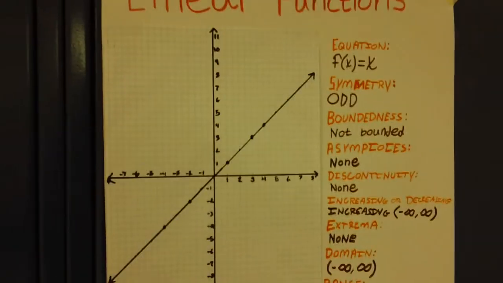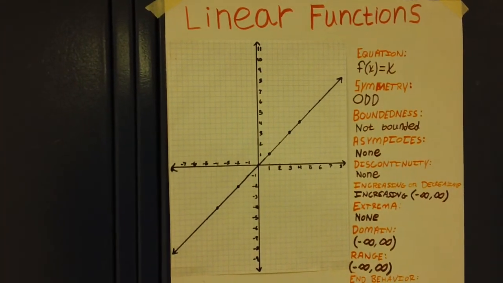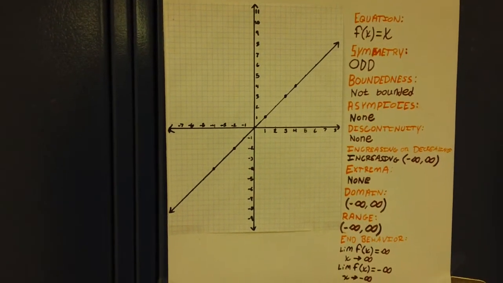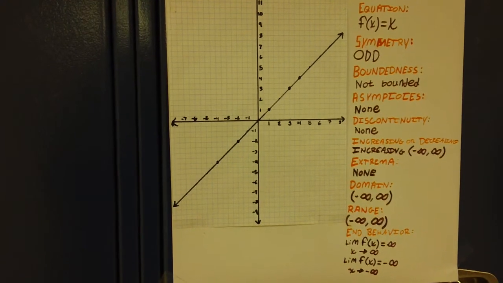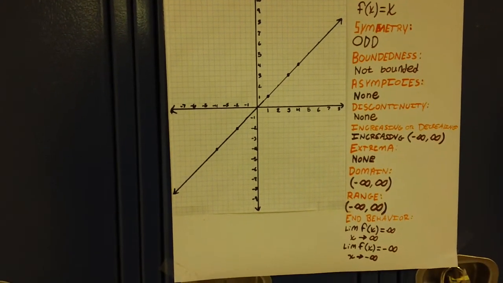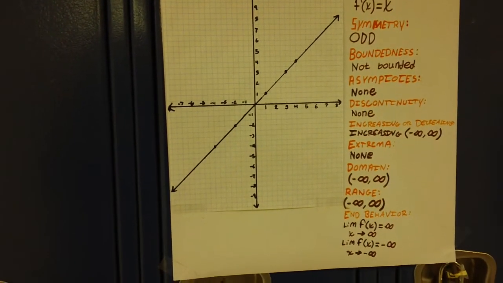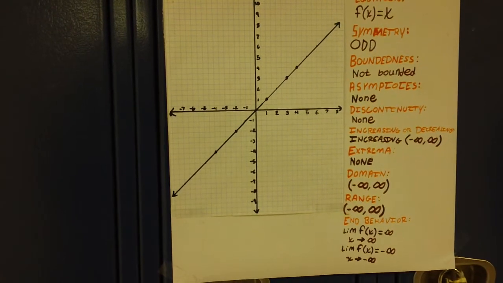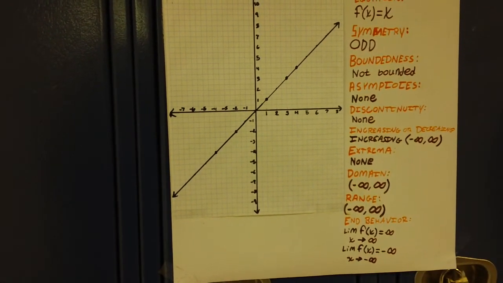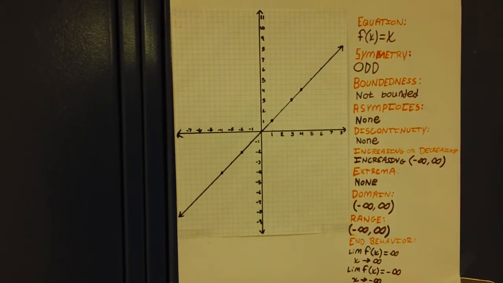This is a linear function. The equation is f of x is equal to x. It has an odd symmetry because there's a reflection over the origin. It is not bounded. It has no asymptotes, discontinuity, or extrema. It is increasing from negative infinity to infinity. Its domain is negative infinity to infinity. Its range is negative infinity to infinity. Its end behavior, the limit of f of x as x approaches infinity is infinity, and the limit of f of x as x approaches negative infinity is negative infinity.